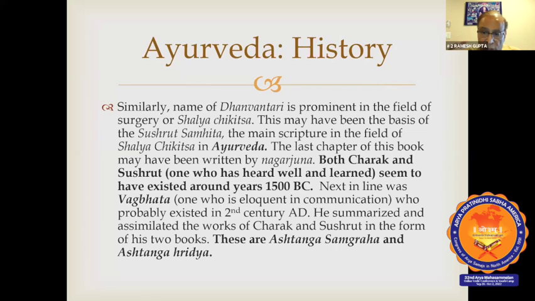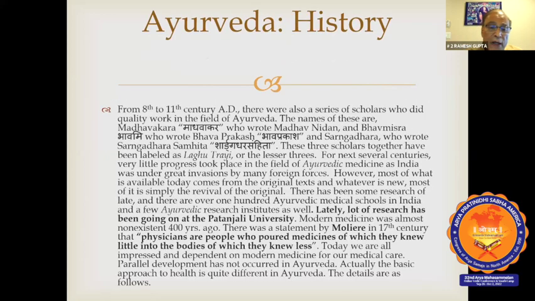After Shushruta and Charak, next in line was Vagbhat, one who is eloquent, who probably existed 2nd century BC. He summarized and assimilated the work of Charak and Shushruta in form of 2 books, Ashtang Sangraha and Ashtang Hridaya. So still the history. Then on the 8th to 11th century, there were series of scholars who worked, and their names were Madhvakar, Bhav Mishra, who wrote Madhav Nidan, and after that Sharangdhar. All these together are names, not possible to remember, but the bottom line is there was a research, and these 3 are known as the Laghu Trayi, means the lesser 3.